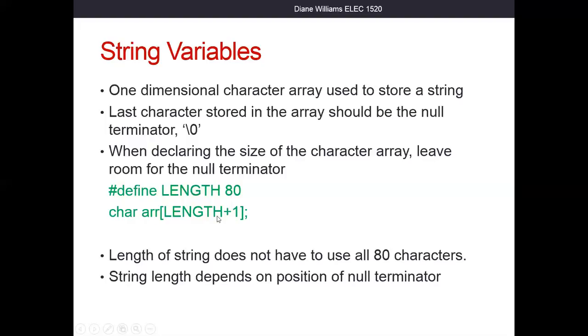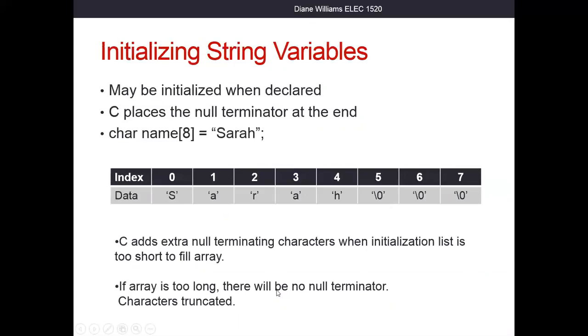So it all depends on your application, right? If you want to make sure that you have room for at least 80 characters here, that's why we're saying length plus 1. Now, the length of the string doesn't have to use all 80 characters, right? If we create an array that's 80 long, but we only store 5 characters in there, we use that null terminator to then say where the end of that string is. So our string length depends on the position of the null terminator, right?